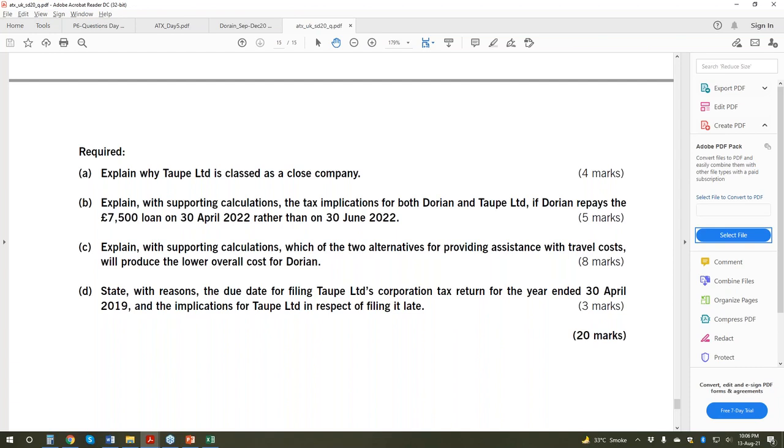Part B, explain with supporting calculations the tax implications for both D and T Limited if D repays the 7500 loan on 30th April 2022, rather than on 30th June 2022. Now guys, obviously it is a hint that there must be some sort of benefit if he repays the loan earlier. So we have to look at the question and, with the help of this hint, identify what advantage one can gain.